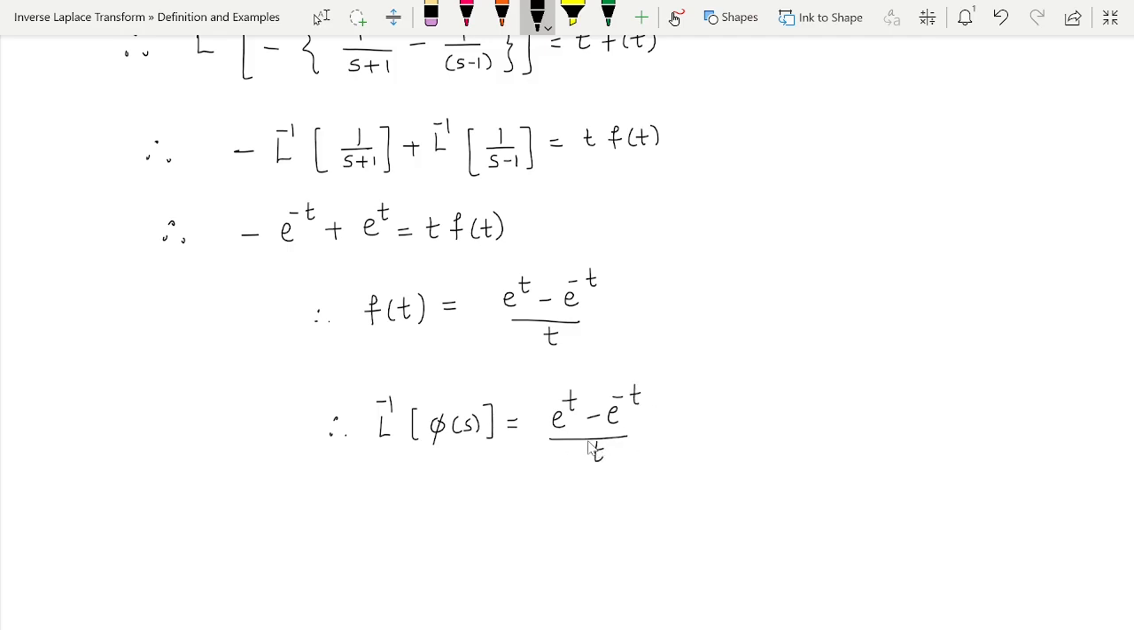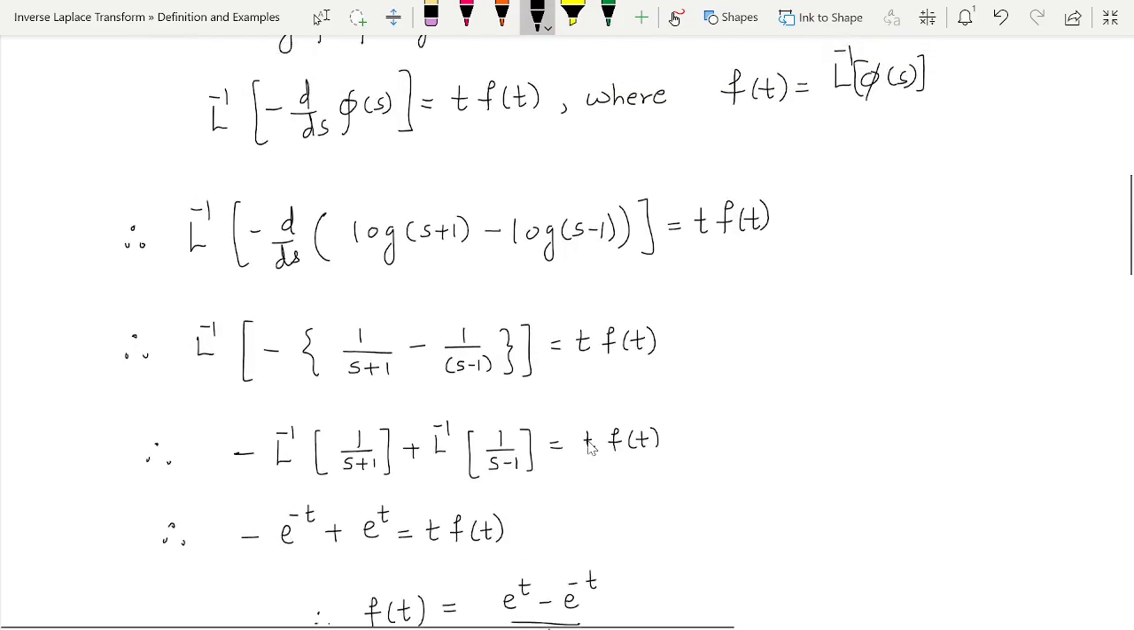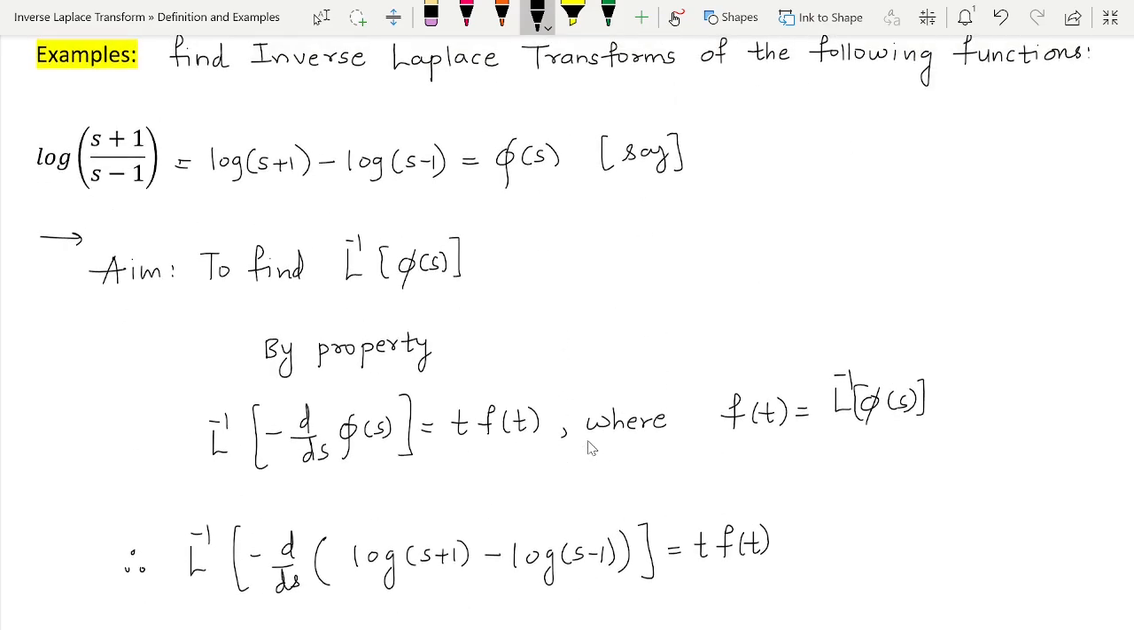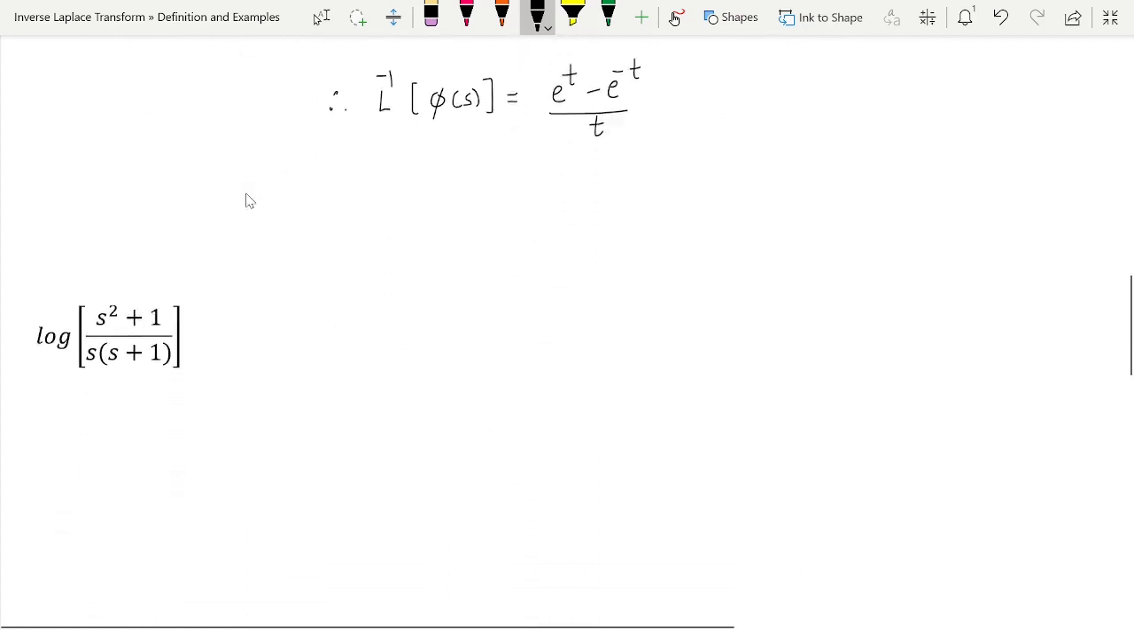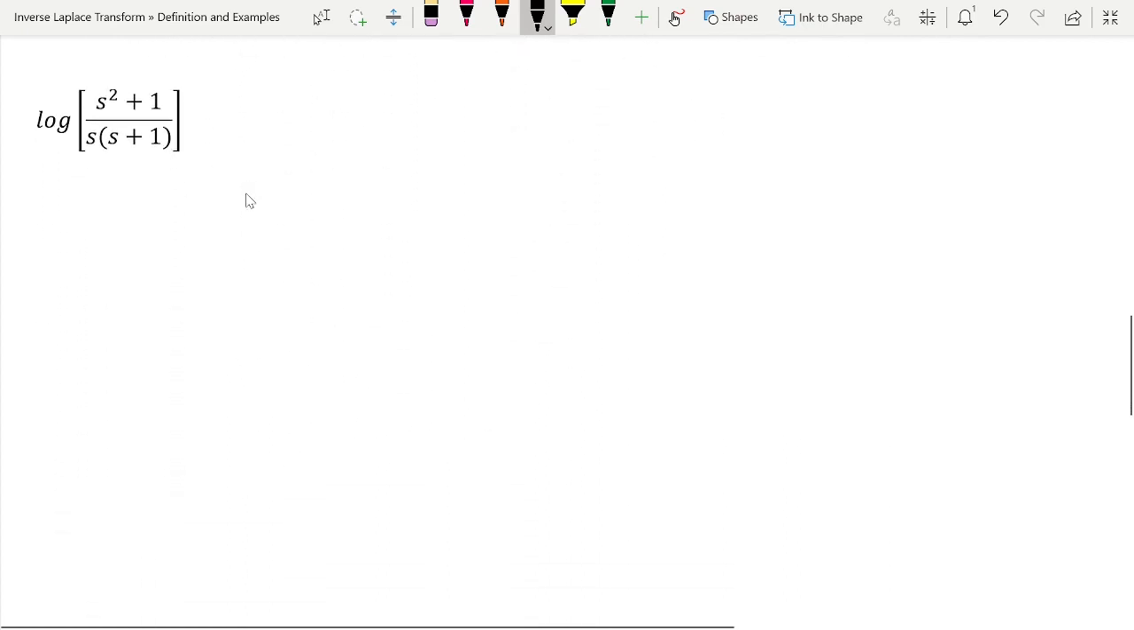So this is how we have found the inverse Laplace transform of log of s plus 1 upon s minus 1. You can see that we were given a logarithmic function whose inverse Laplace transform was unknown to us, and with the help of this derivative property we have very beautifully obtained the inverse Laplace transform of this function. Now let us move towards the next function.